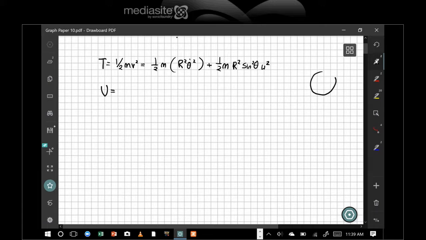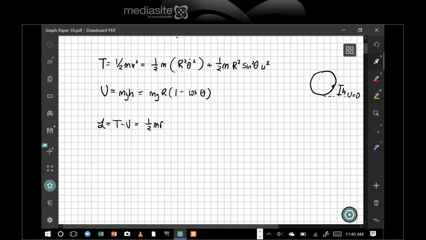Potential energy, I have to define zero potential energy. I'm going to define it at the bottom. So I have my hoop here, and I'm going to define that point right there as zero potential energy. Potential energy is going to be mg times the height. So if this thing is here, this is a height here, and that's just going to look like a pendulum. That's going to be mgr times 1 minus cosine of theta. Okay, so now I have my kinetic and potential energies.